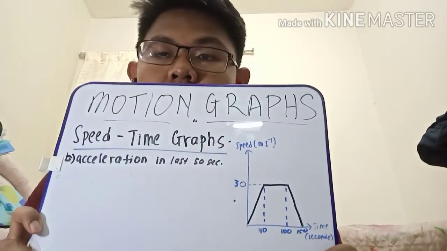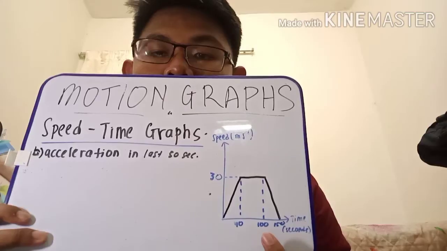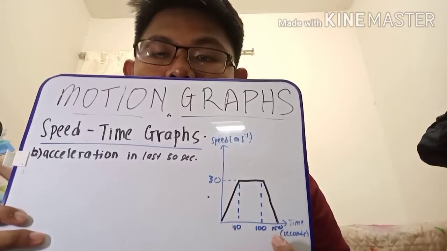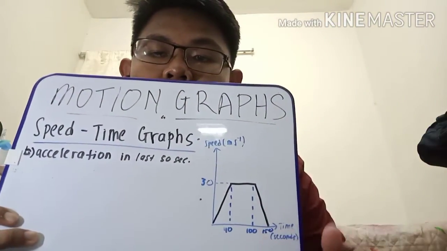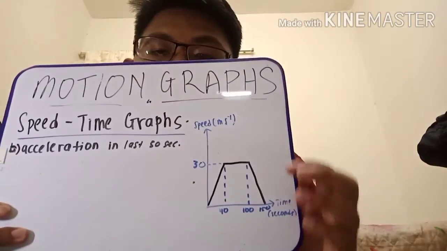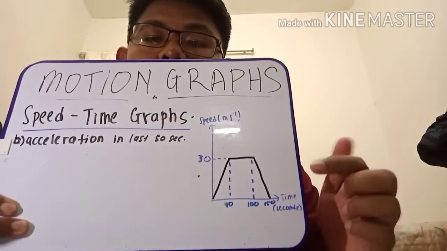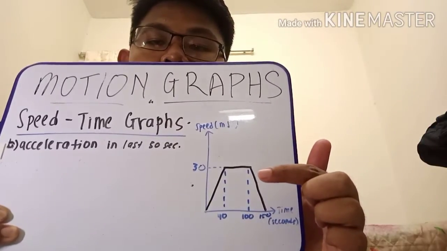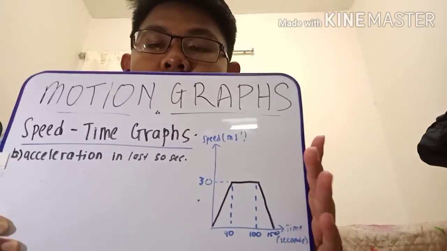B asks us for the acceleration in the last 50 seconds. So where are the last 50 seconds? It's over here, from time 100 seconds to 150 seconds, which takes 50 seconds. We need to find the acceleration for this part. We can see that the gradient is going down, which means the object is having a deceleration, which means it is slowing down.